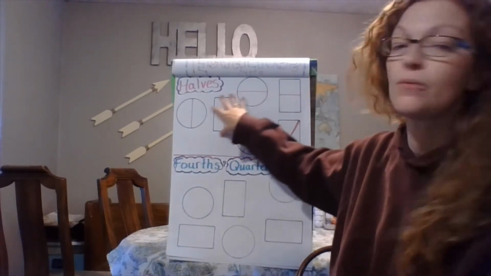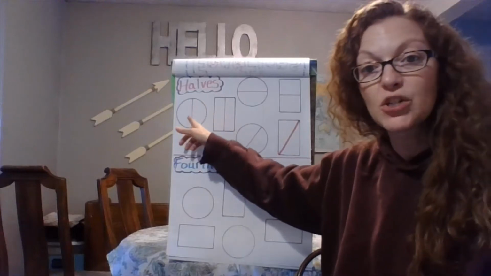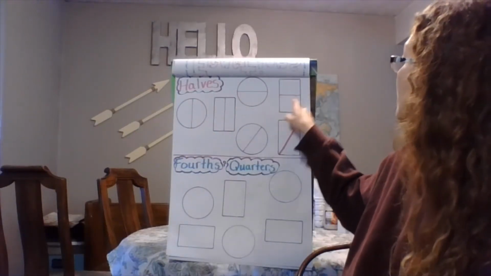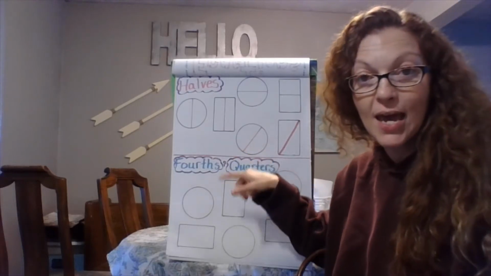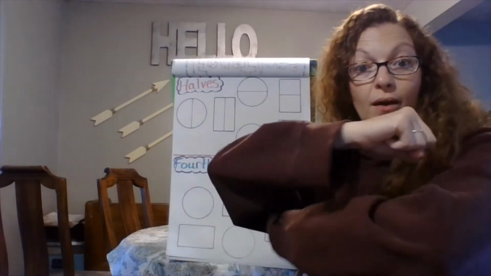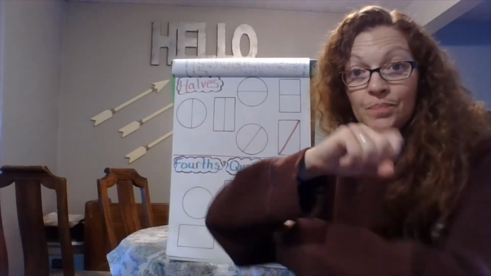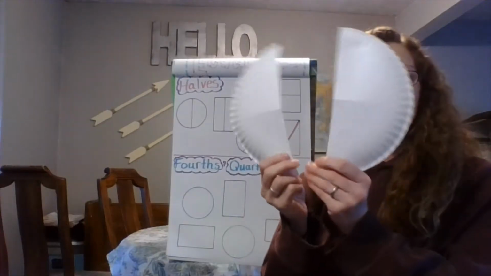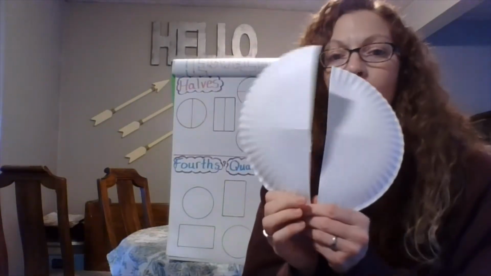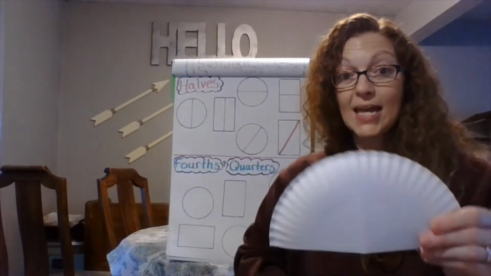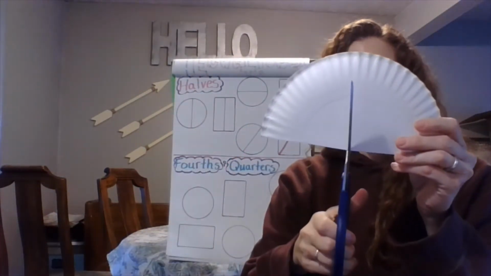All right, so here's different ways to cut them in half. It doesn't matter which direction the line goes. It can go down, it can go across, it can go diagonal, as long as there's 2 parts and they are both equal. All right, so today we're going to take our halves and we are going to do something to them. Now we're going to take this half and cut it in half.